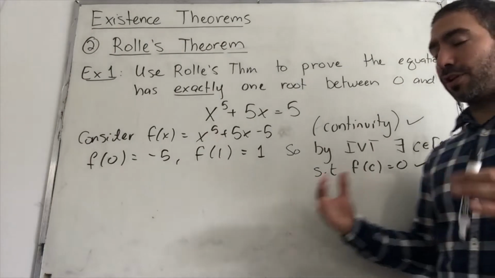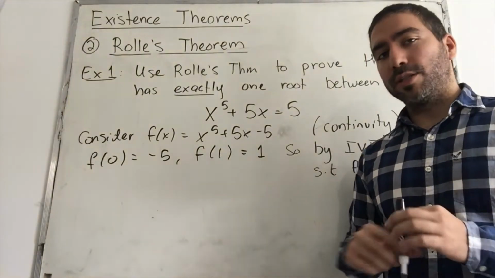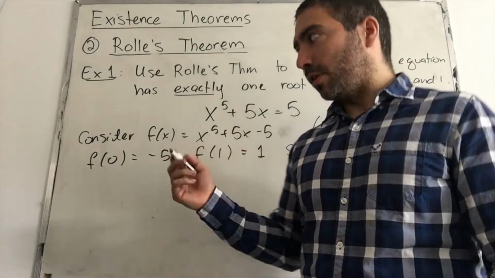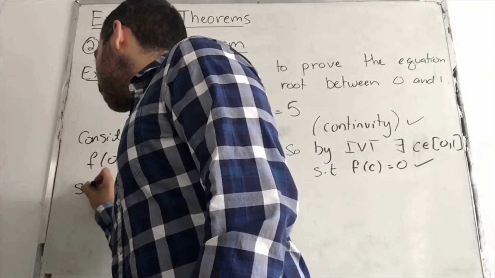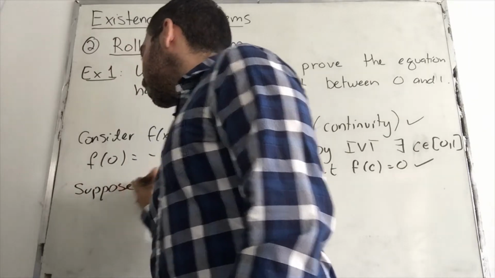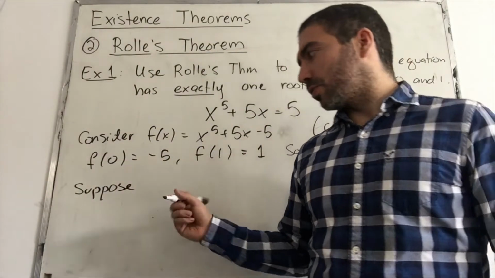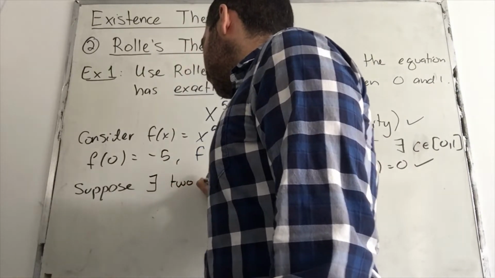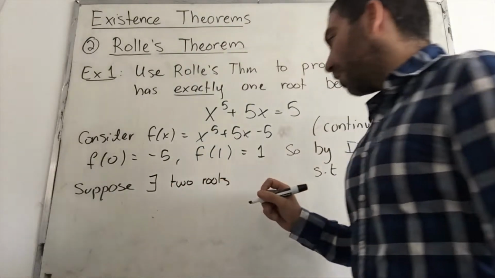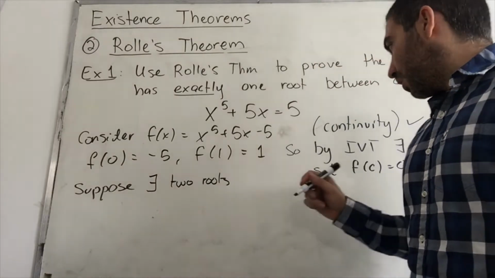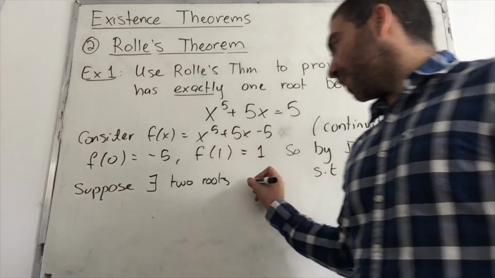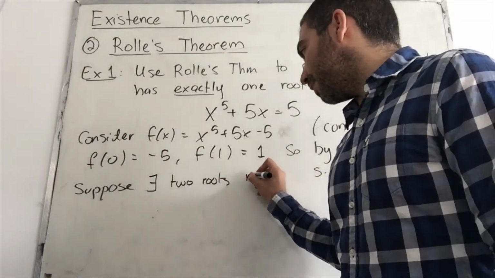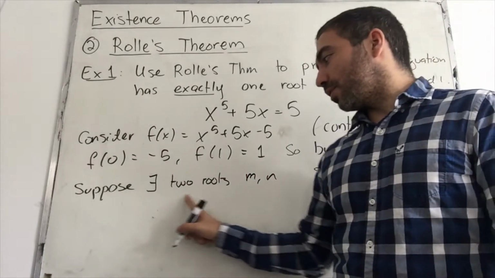Now we want to show that there cannot be more than one root. This is where we apply Rolle's theorem. The way we do this is we argue by contradiction. We state, let's pretend there's two roots and see what happens. So suppose there exist two roots, let's call them m and n.